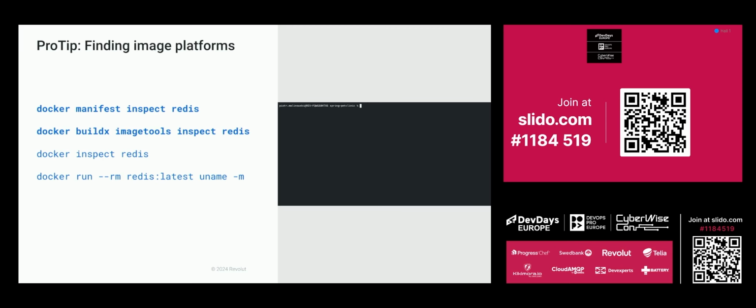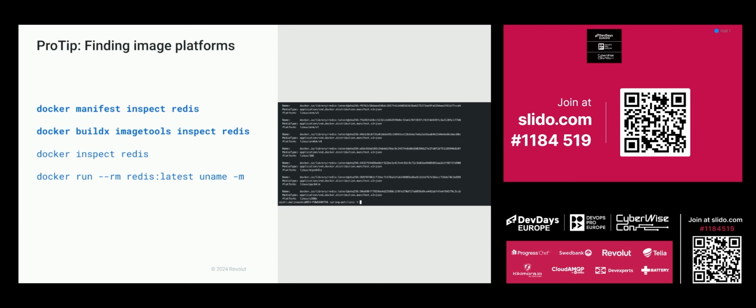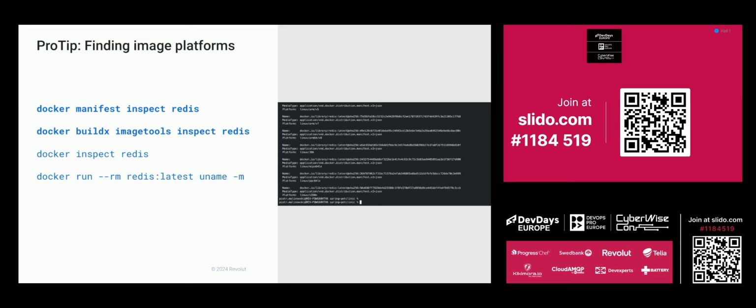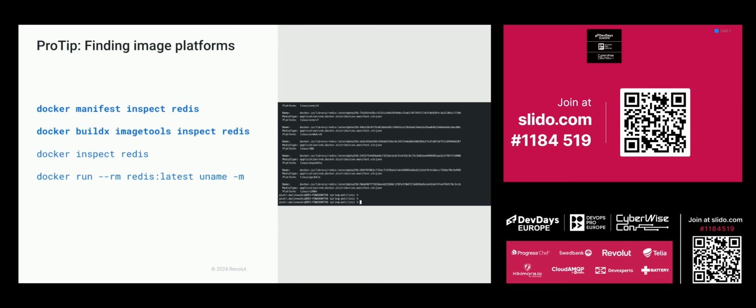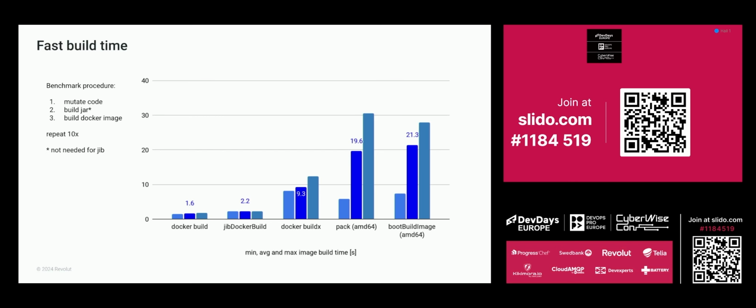By the way, how could you find the image platforms? These are the commands you could use. All of them will show you the information, but in a different way. So yeah, you can check it.